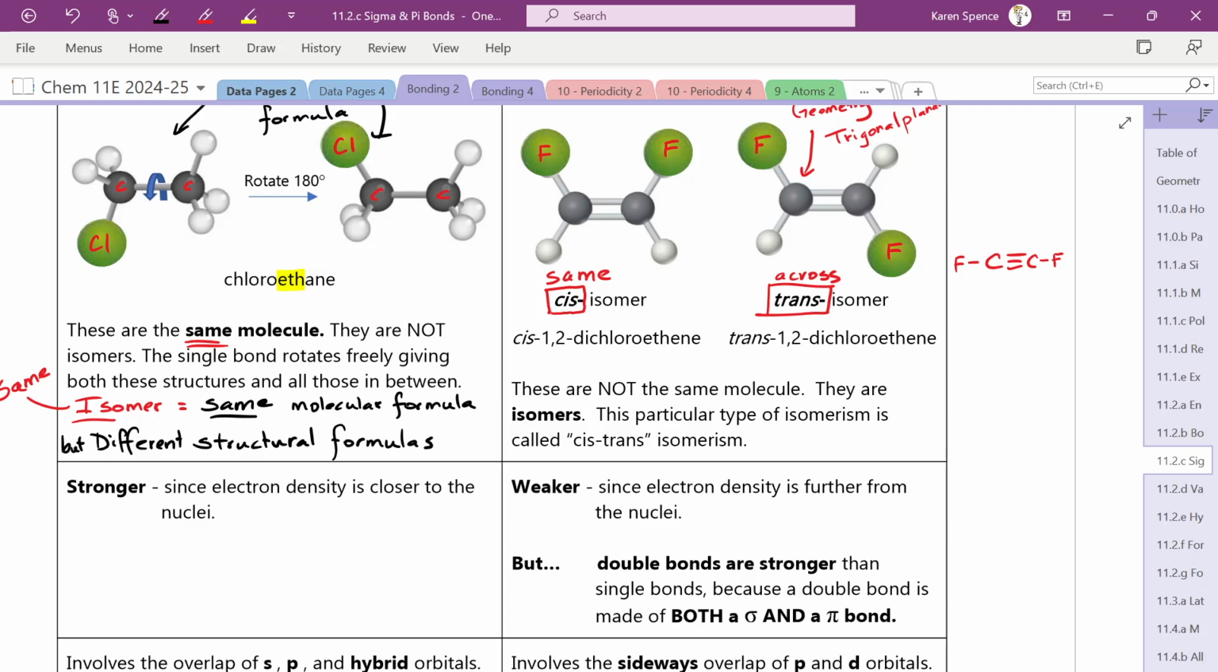Sigma bonds are stronger than pi bonds. Sometimes this is confusing because double bonds are stronger than single bonds. But if you think about it, a double bond is a sigma and a pi. So sigma bonds are stronger than pi bonds, but double bonds are stronger than single bonds because a double bond is a sigma and a pi together. Triple bonds are stronger because it's a sigma and a pi and another pi. So they're all additive. Okay?